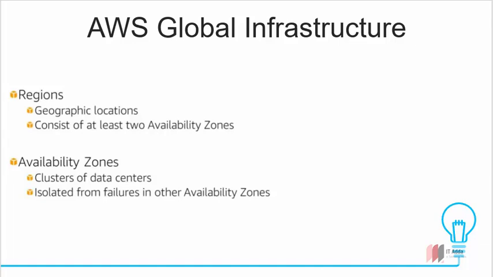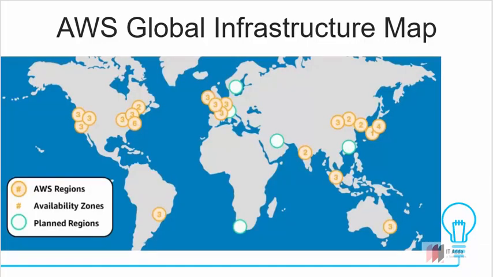AWS regions are geographic locations that contain multiple availability zones. Availability zones consist of data centers clustered in a region. Each availability zone is engineered to be isolated from failures in other availability zones. AWS is steadily expanding its global infrastructure to help customers achieve lower latency and higher throughput and to ensure that your data resides only in the region you specify. As you and all customers grow their businesses, AWS will continue to provide infrastructure that meets your global requirements.